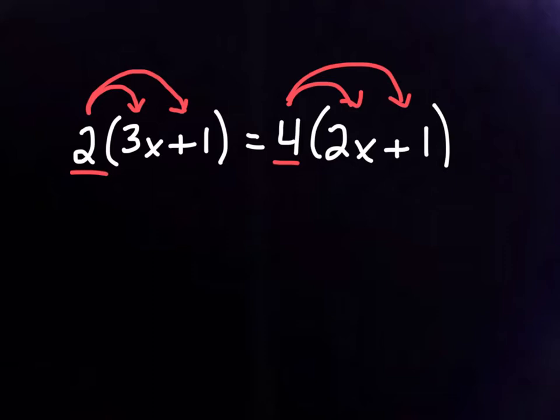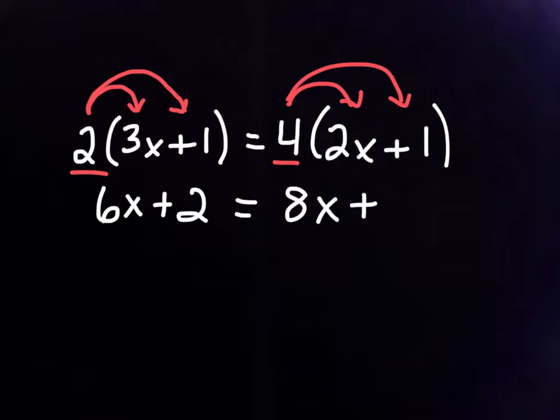Okay, so let's write out what this would become. 2 times 3x becomes 6x. 2 times positive 1 gets us positive 2. Now on the right side, I'm going to multiply 4 times 2x. That would be 8x. And 4 times positive 1 would be positive 4.